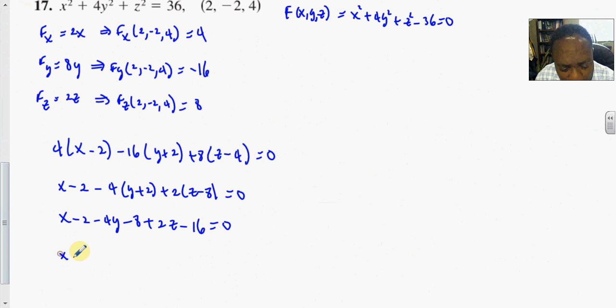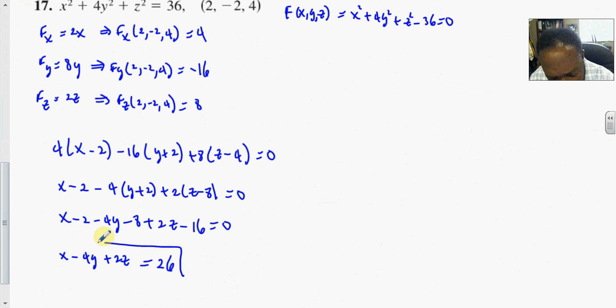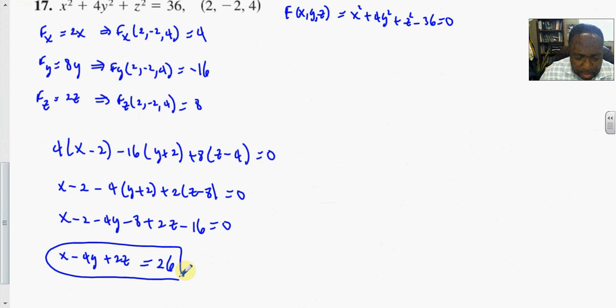And so here we have x minus 4y plus 2z. Let's see what we have. This is minus 10, and minus 6 is negative 26. Add that to both sides, and we get positive 26. And that looks to be the equation that you want. And I believe those numbers look to be right. So next we'll look at the symmetric lines to the normal.